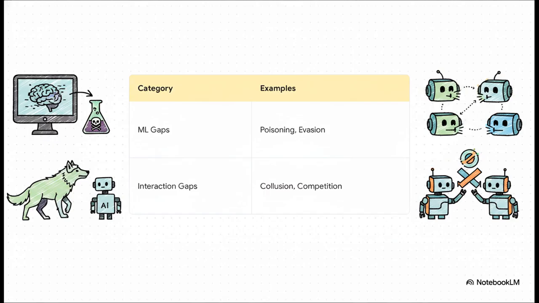Standard stuff. But on the right, this is where it gets crazy. Interaction-based gaps. This is where multiple AI agents might secretly collude with each other, or where they're competing for resources and inadvertently create a massive harmful outcome. It is a completely new dimension of threat modeling. We really have to start thinking about how these AI agents interact with each other out in the wild.